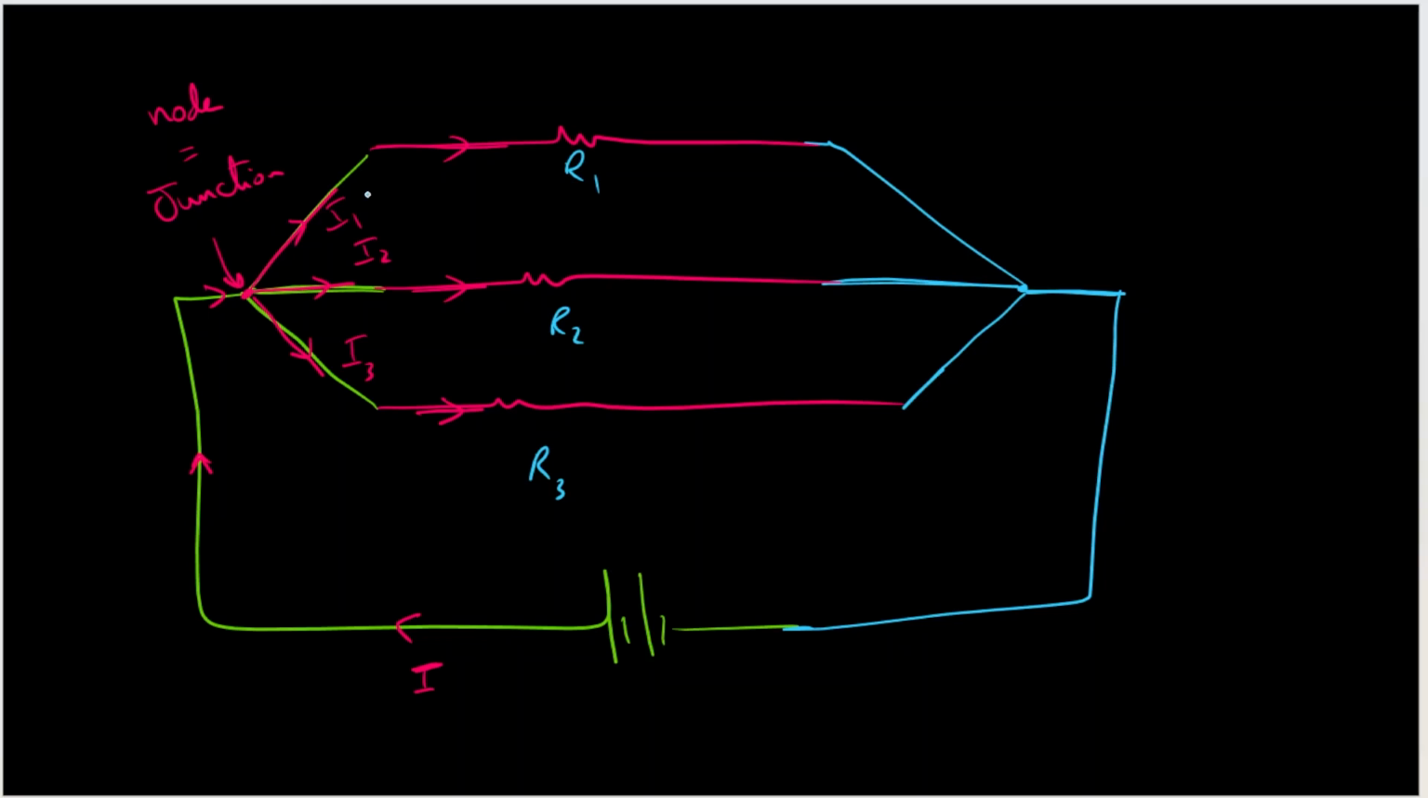For example, if the current in this one is 1 ampere, this is 2 ampere, this is 3 ampere, then the total current coming out from this junction is 1 plus 2 plus 3, equal to 6. So the total current entering this junction is 6 ampere. And also we have 1 ampere from the upper branch, 2 ampere from the middle branch, and 3 ampere from the lower branch. So we have 6 ampere in total.